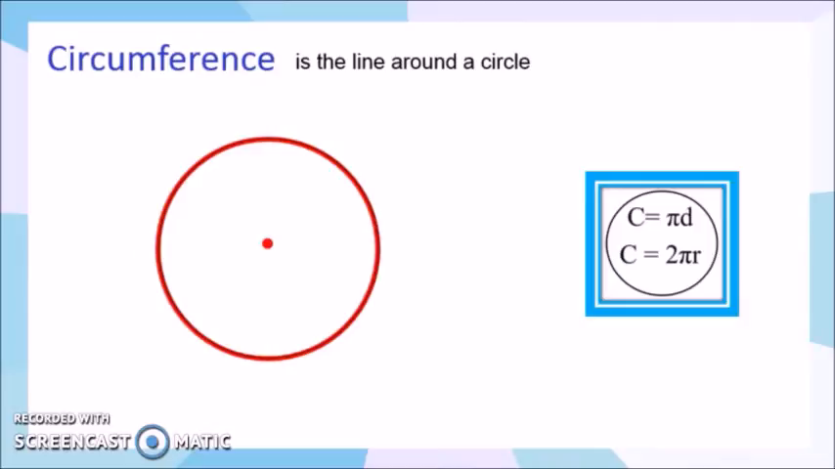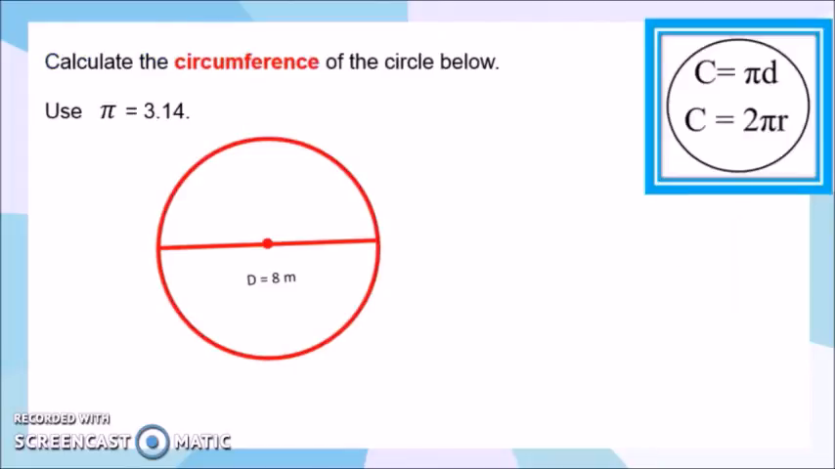The second formula is circumference equals 2 pi r, and we use this formula when we know the radius. Use the value 3.14 for pi. Let's try an example. Calculate the circumference of the circle below.